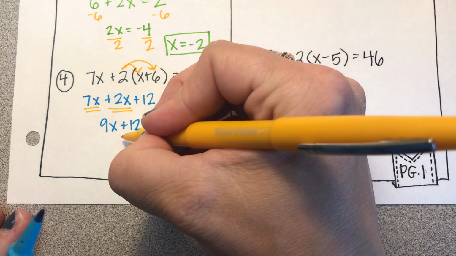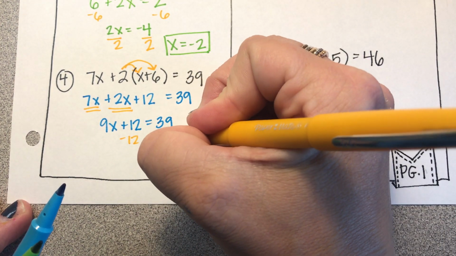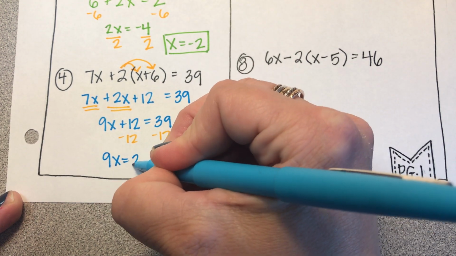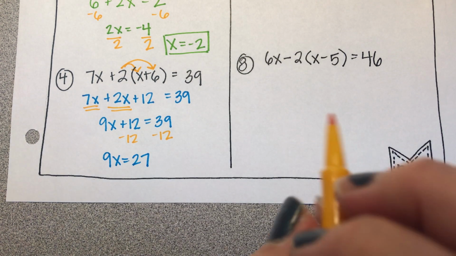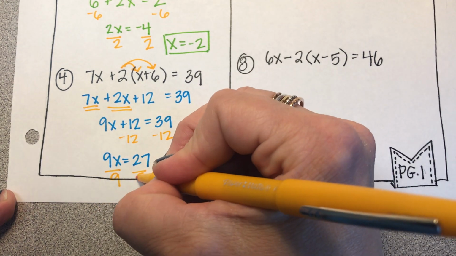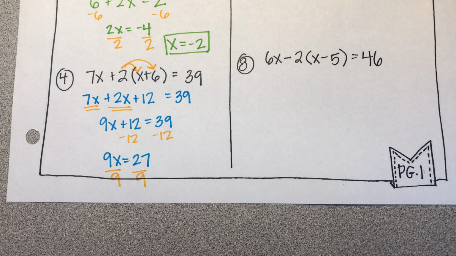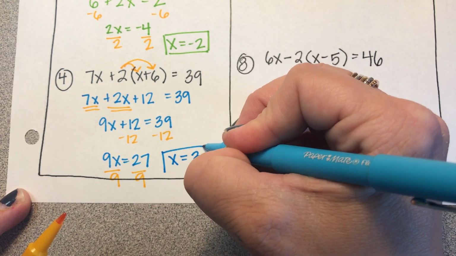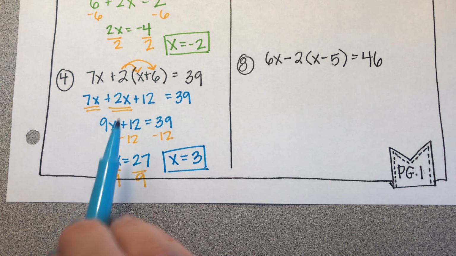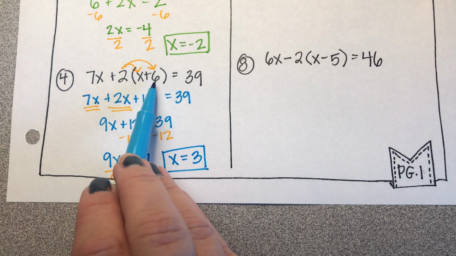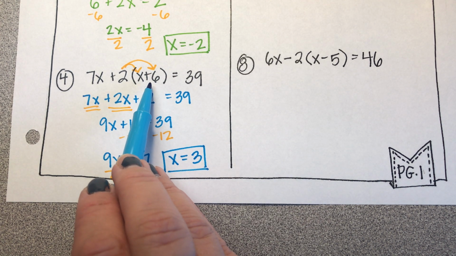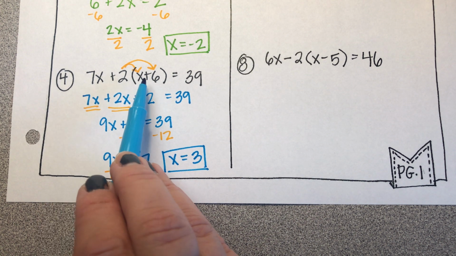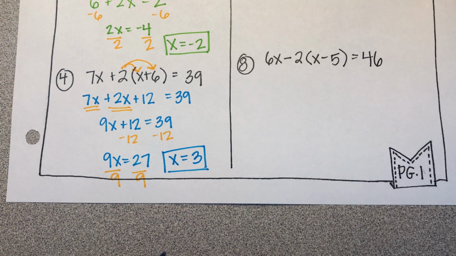So we're going to subtract 12 from both sides. You get 9x equals 27. Divide both sides by 9. And you end up with x equals 3. Okay, if I put it in there, 3 plus 6 is 9. 2 times 9 is 18. 7 times 3 is 21. 21 plus 18 is 39.